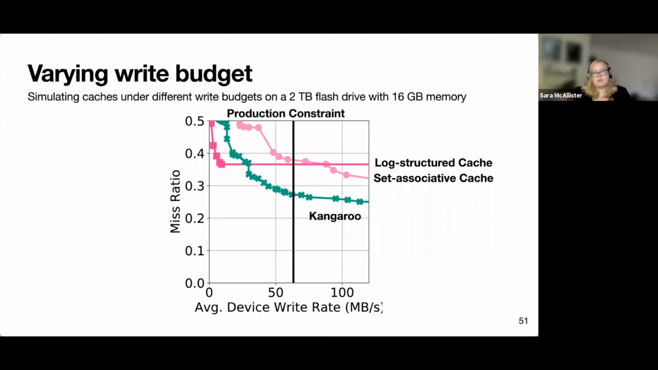The set-associative cache performs worse than Kangaroo across all write rates because Kangaroo has various optimizations, as I said earlier, to amortize writes and to have better eviction policies. So it performs better than the set-associative cache. For the most part, it also performs better than the log structured cache. On the left side of the graph, the log structured cache is better. This is partially because we didn't run Kangaroo with larger logs, so that it approaches that log structured point.